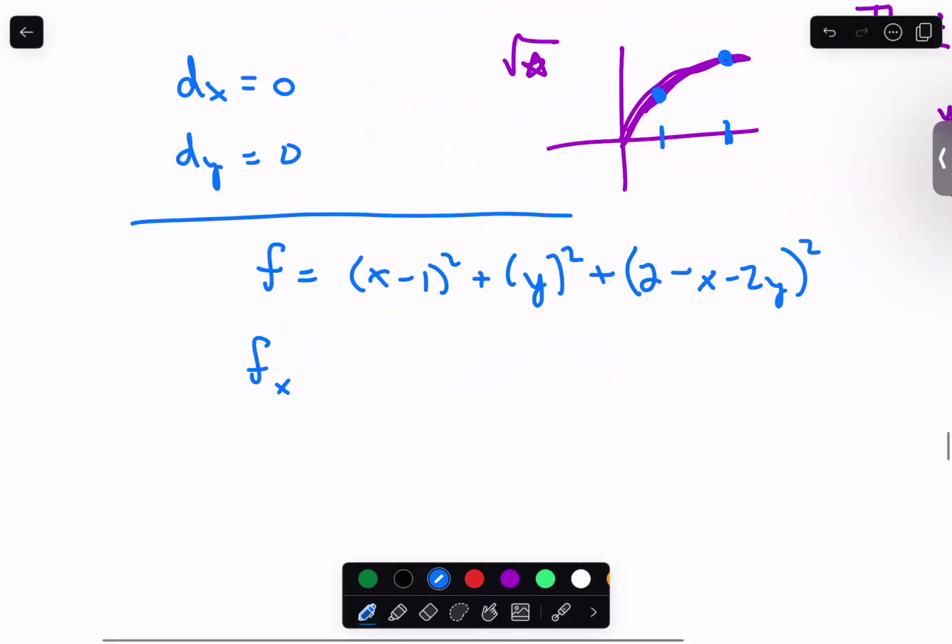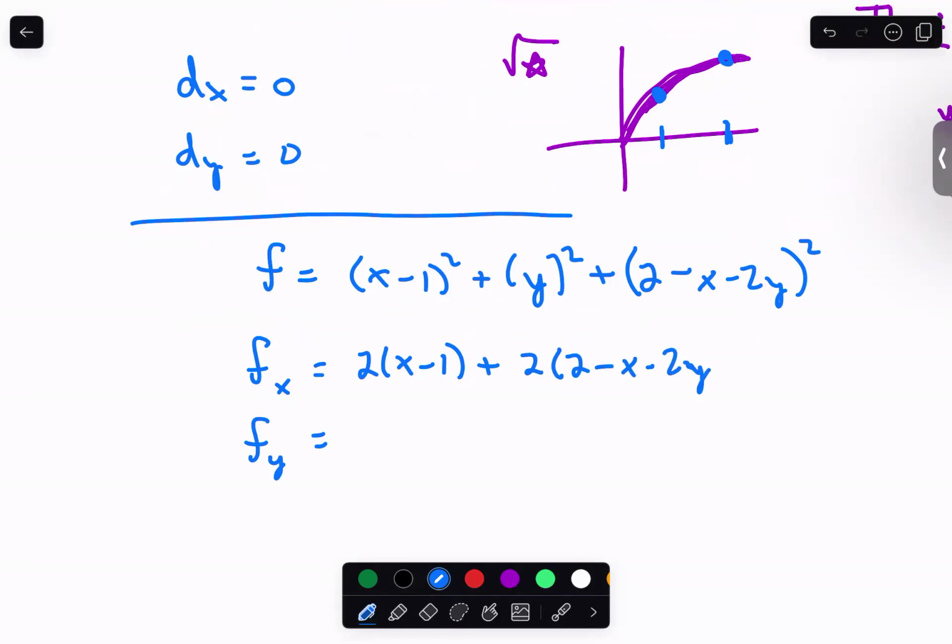All right, so let's go ahead and start taking some partial derivatives. So derivative with respect to x, we're going to have 2x minus 1 times the derivative of the inside, that's just 1. Plus 2 times 2 minus x minus 2y times the derivative of the inside, again, with respect to x here. So we get -1.